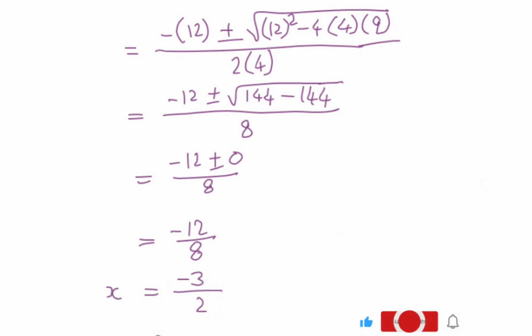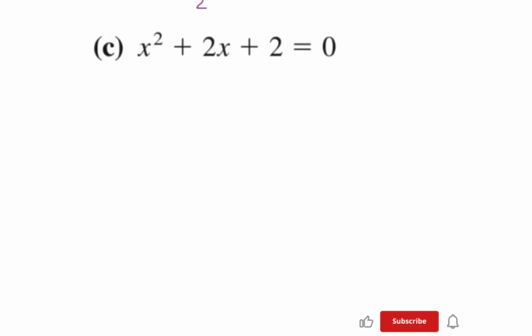Okay, now we take this third question. Here what is a value? 0 or 1? Yes, 1, because here 1 is invisible. In algebra we write x square, it means 1x square. Here coefficient of x square is 1. Okay, and b value 2 and c value is also 2.